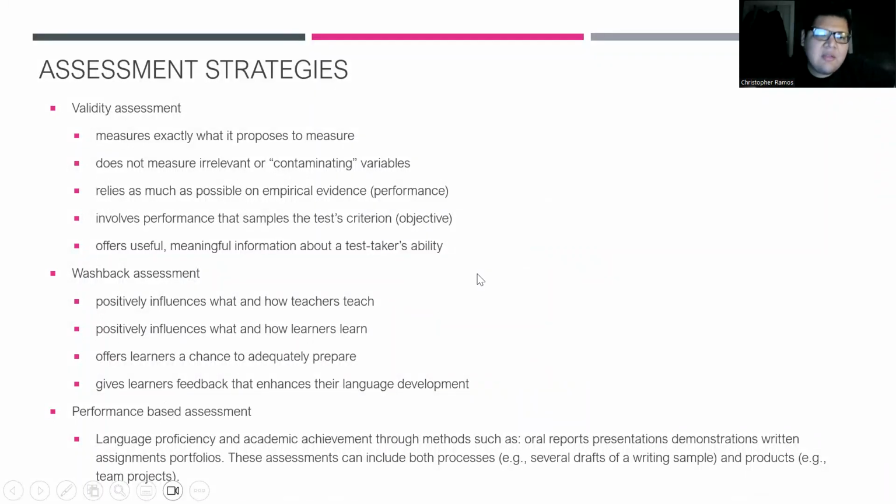And then the last one, which I feel is the most common one, is performance-based assessment. Where are they at? How are they performing in certain areas in their language proficiency? So I thought that was really important. Like how are they doing on oral reports, presentations, demonstrations, written assignments, portfolios? These assignments can include several drafts of writing samples and team projects, and stuff like that. So how is that going for them? What are the parts that they need to work on? So those are some of the assessment strategies that I thought were the most common ones for ESL pullout.